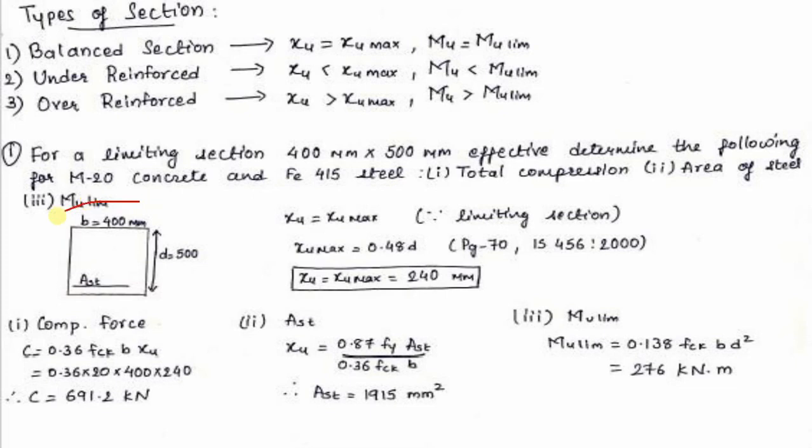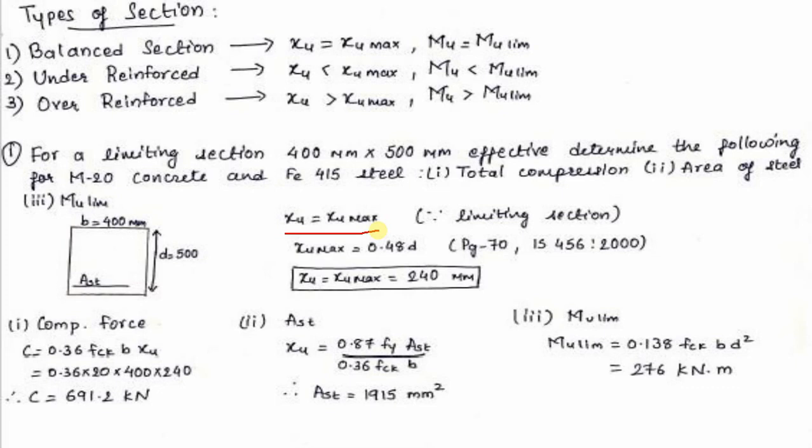So the section will be as shown here in the figure. The total depth will be 550, but it is not mentioned, so effective depth we will be taking as 500, width of section 400, and Ast means the area of steel. The steel content has not been given, we need to find that. As it is given as a limiting section, we will first assume that Xu will be equal to Xu max, and now the first thing we will be finding is Xu max.